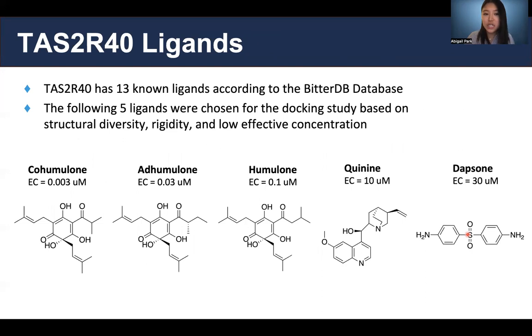TAS2R40 has 13 known ligands according to the BitterDB. And out of these 13, I chose the following 5 ligands based on structural diversity, how rigid the molecule was, and how low the effective concentration was. As you can see, cohumulone, adhumulone, and humulone all have very similar structures, with the only difference being in this alkyl chain right here attached to the carboxyl group here. All of these compounds have very low effective concentration, with cohumulone having the lowest. So I focused on cohumulone's binding mechanism the most.